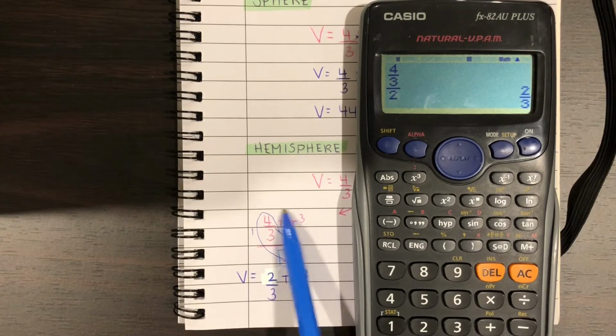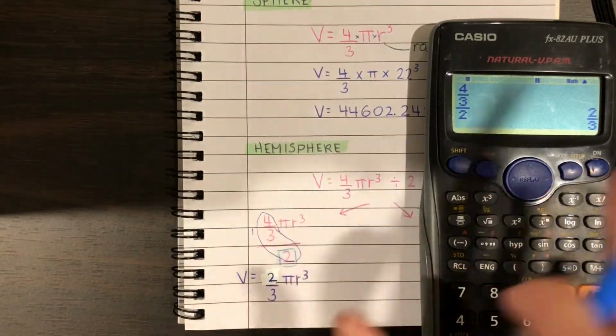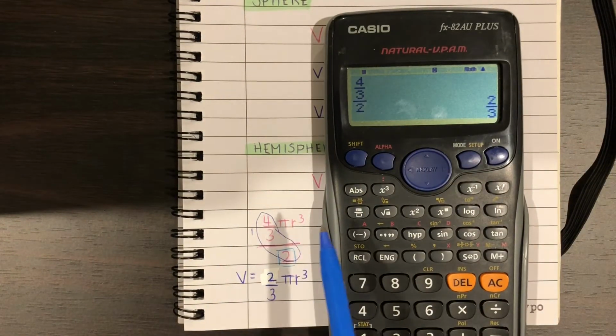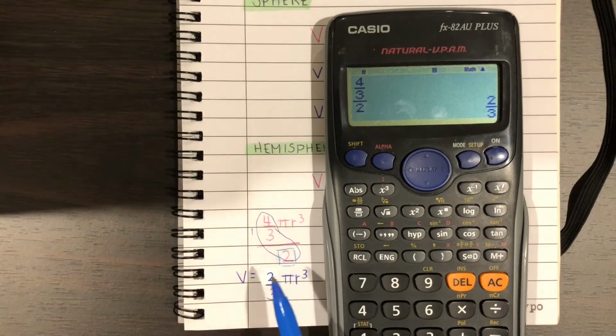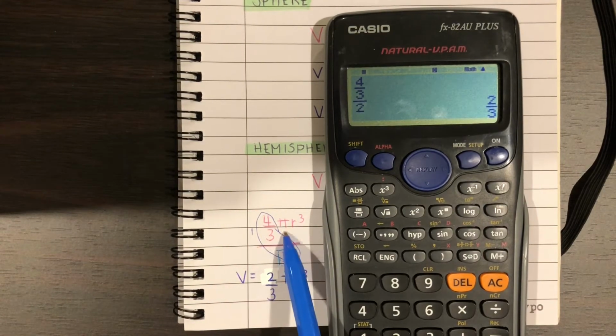This is the formula. We're not using this example. Yeah, we know what r is in that example, but in general with the formula, we don't know what r is. It depends on the question. So you can't really touch that. So this is the answer for half of the volume of a sphere formula.